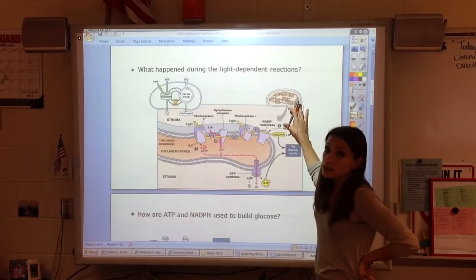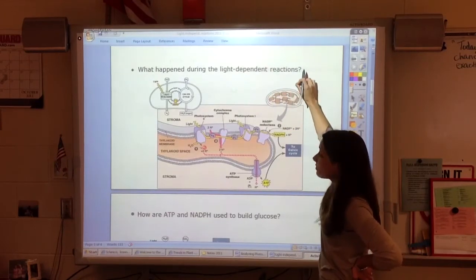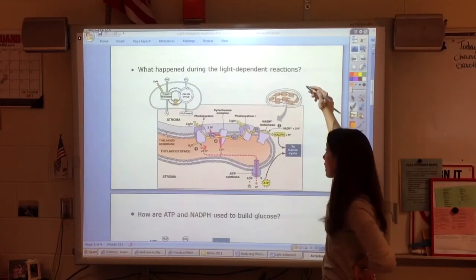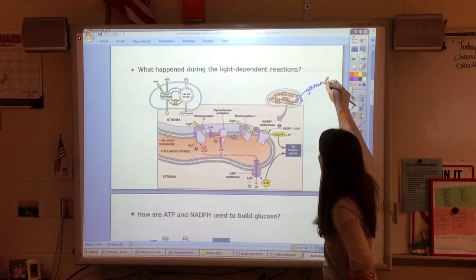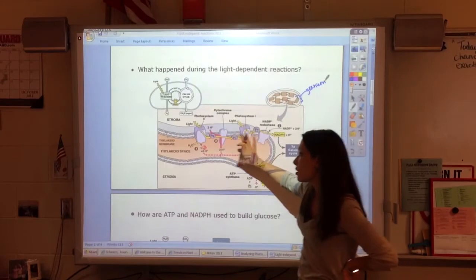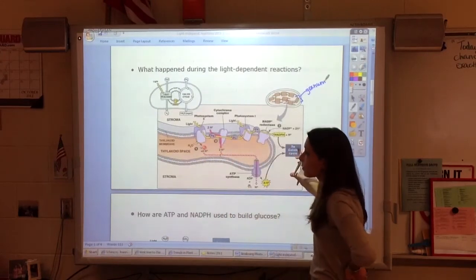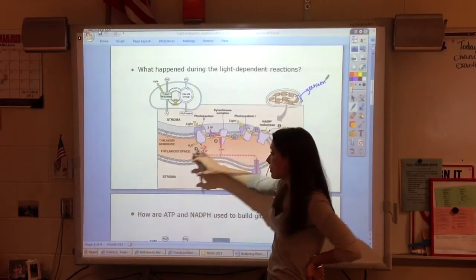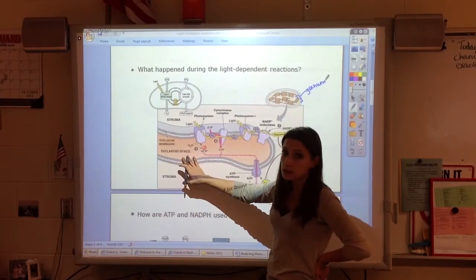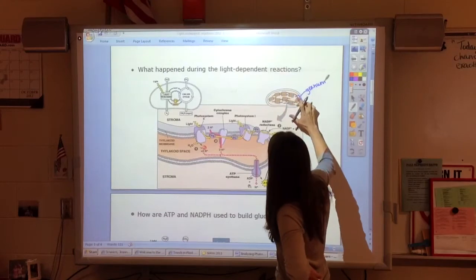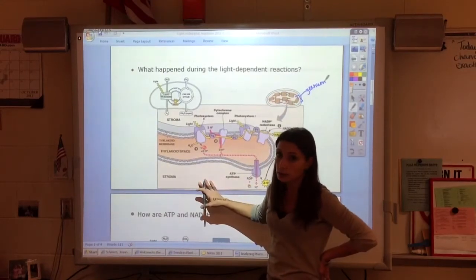Inside of the chloroplast are these stacks of membranes, the stacks are called granum. And each individual membrane is called a thylakoid membrane. Inside of the thylakoid membrane is a compartment that we call the thylakoid space. And the external area is called the stroma.